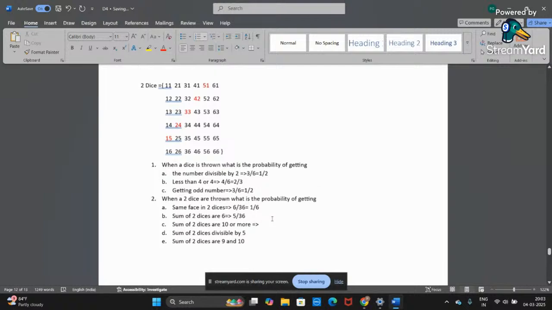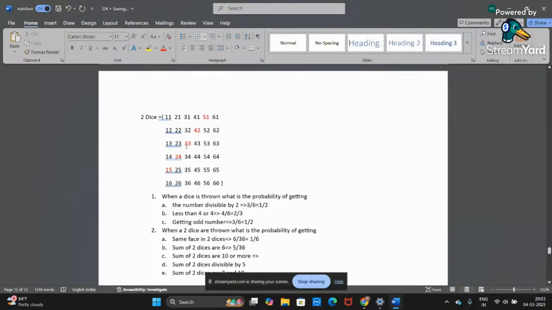Then sum of 2 dice is 10 or more than 10. We have to add. See, here you don't get it, here also no. 3 plus 4, no. Here also no. From here it will start, right? 10 or more than 10. So let's.